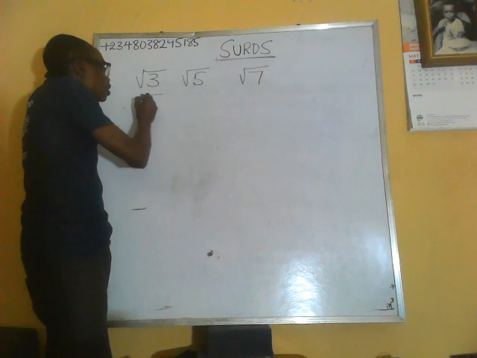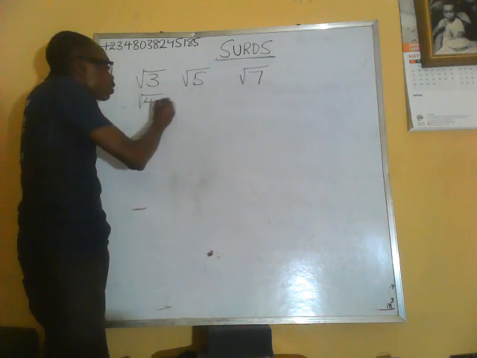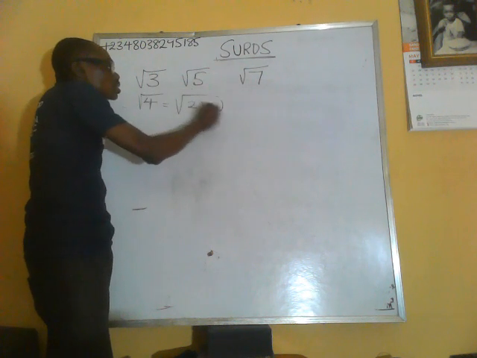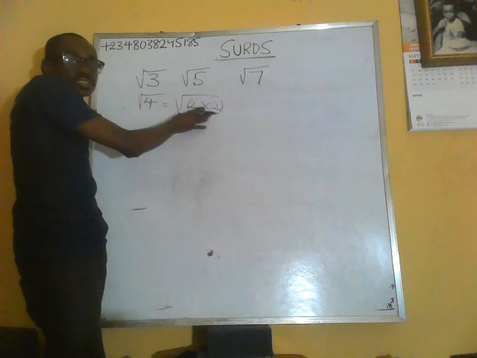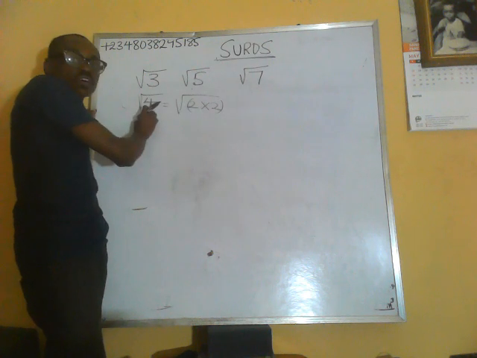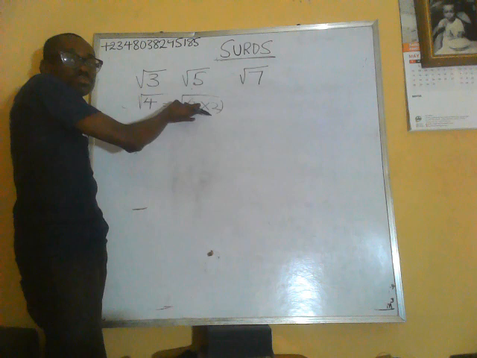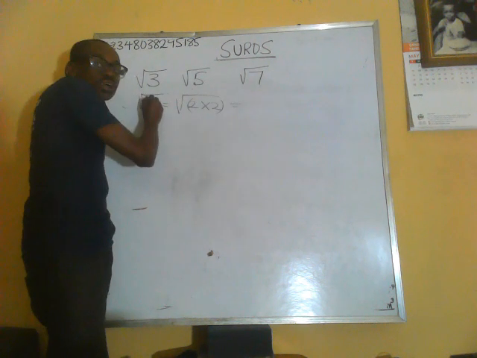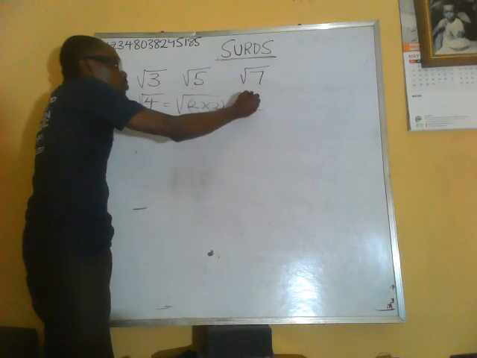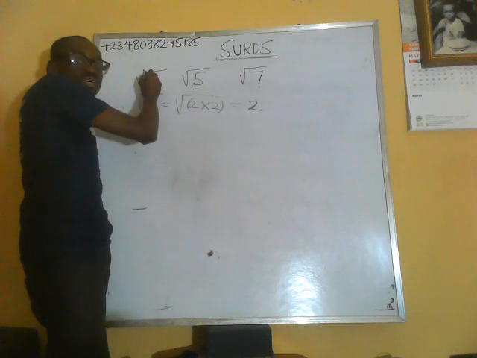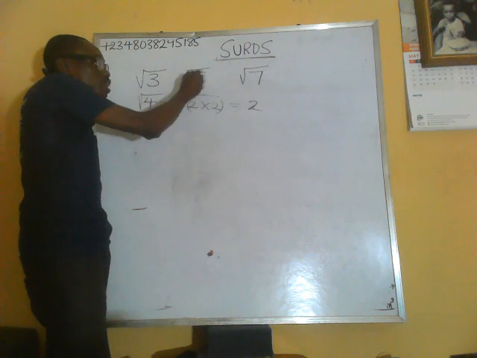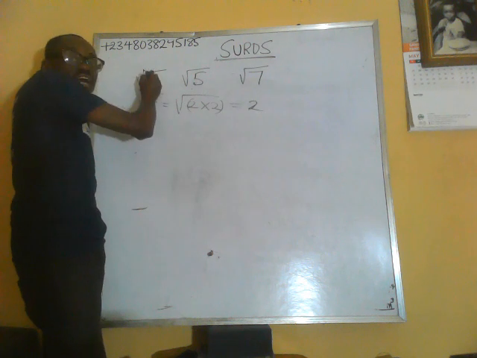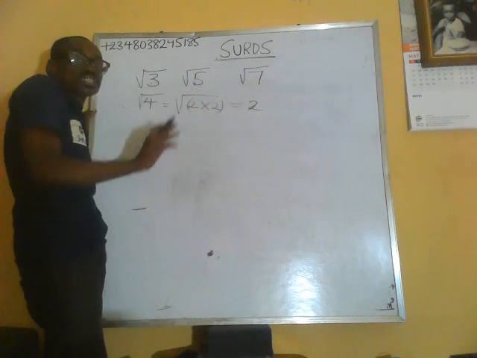For instance, root 4. Root 4 is the same thing as 4 being 2 times 2. When you can break down 4 into two similar pairs, then definitely the square root of 4 will give you 2. But root 3, you can't break down, root 5 you can't break down, root 7 cannot be broken down. So you can actually leave it this way as root 3.